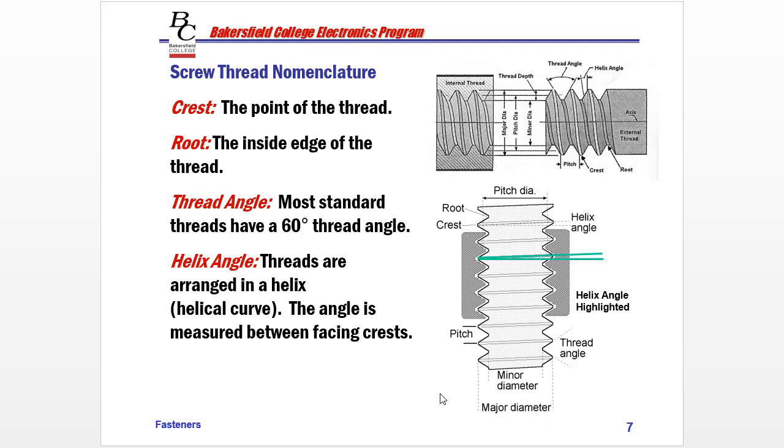Now the next thing is the minor diameter. So the minor diameter is from the root to the root. So this is the minor diameter in here. Then we have the pitch diameter. The pitch diameter is halfway between the crest and the root on one side, and the same thing on the other side. That's considered the pitch diameter.